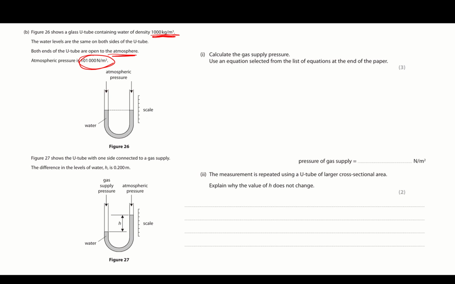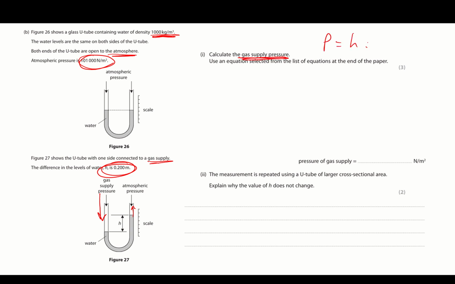Okay, so the next part now is they're going to attach it to a gas supply. So that gas supply is going to push down on that side, and it's also going to have to push up on the atmospheric pressure. So we've got the height that it raises is 0.2, so pretty happy with that. We don't have to read the scale. We've got the density, so we're just going to have to work out the pressure. So calculate the gas supply pressure.